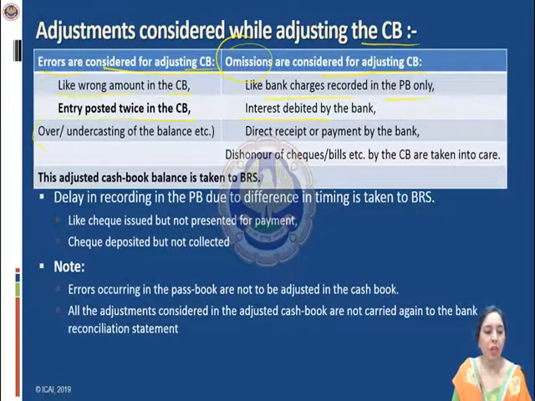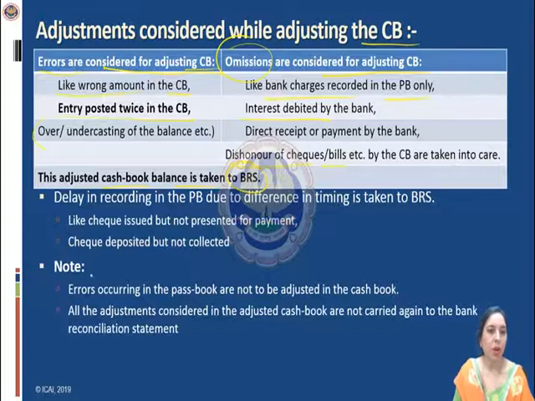Finally, any kind of dishonor of a check or bill, etc. will be taken care of. So in case any dishonor of checks or bills is recorded in the passbook, for which the cash book is not affected, they are also to be adjusted in the cash book. Then the final adjusted cash balance will be taken towards the preparation of the BRS. Finally, after this, the BRS is to be prepared. So this adjusted cash book balance is taken to the BRS as the starting point.